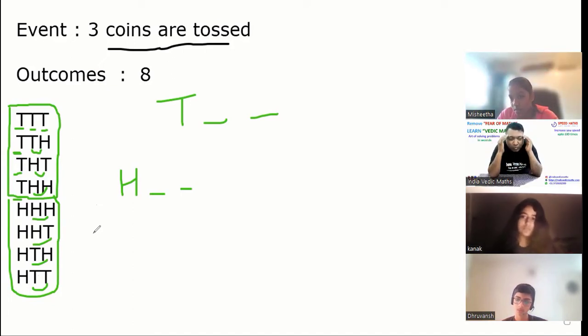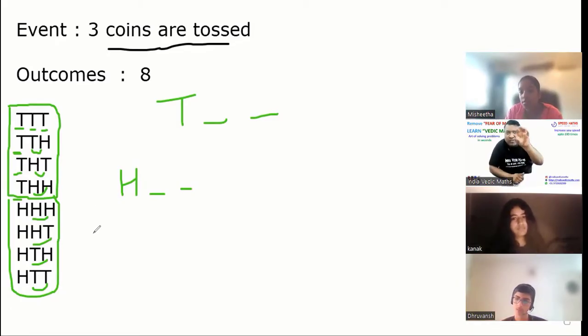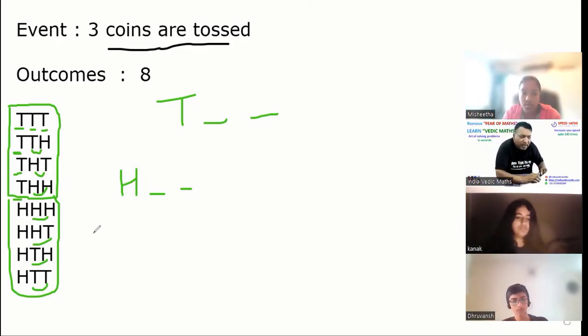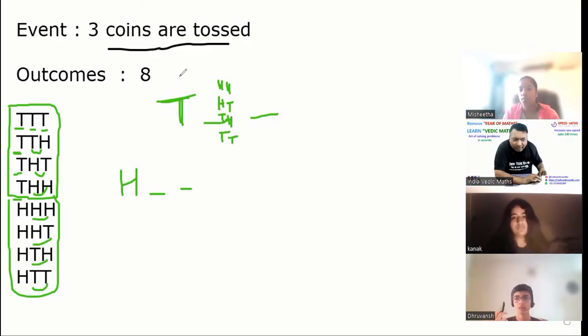But then it becomes too difficult. So I'm telling you an organized way of writing. First you fix one of the outcomes on the first place. Anything. So I fix the T in the first place. So I said my first is T. Then I'll write here: either I can get HH or HT or TH or TT. So 4 outcomes for when tail is in the first place, right?